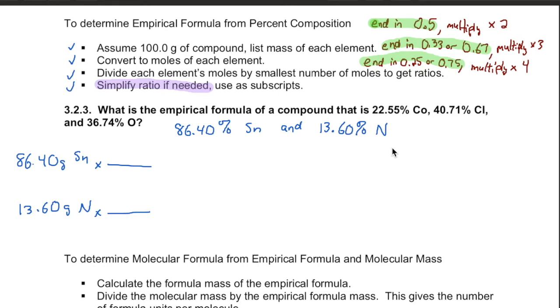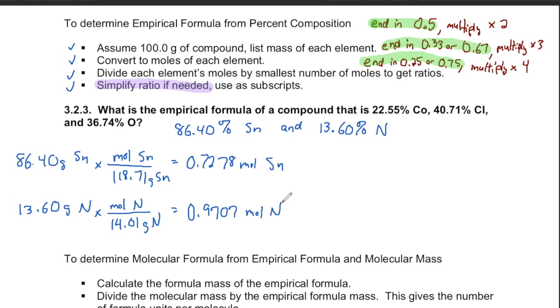86.40% tin and 13.60% nitrogen. So we are assuming we have 100 grams of the compound and 86.40% of that would be 86.40 grams, and then 13.60 grams nitrogen. So then we have to convert these to moles, and that gives us 0.7278 moles of tin for every 0.9707 moles of nitrogen.